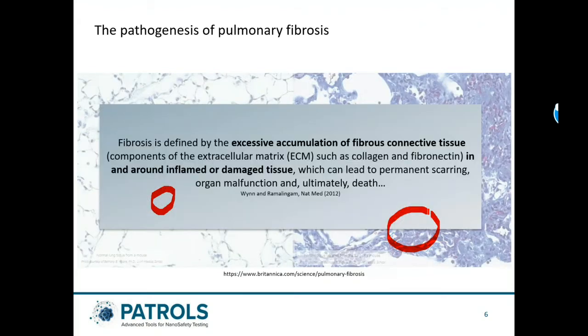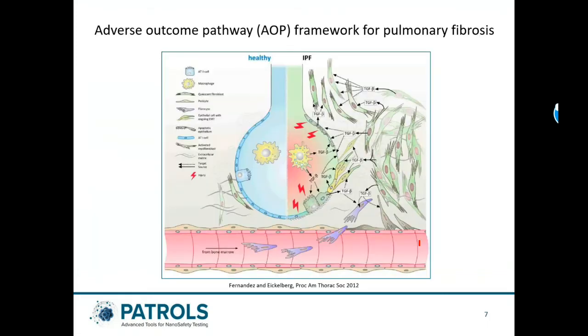And indeed, in medicine, fibrosis is defined as this accumulation of connective tissue, which you have seen in the histology picture, and it's in and around an inflamed tissue, which can lead to scar formation and, of course, ultimately to death. So this is a very long-term event in humans. It can take 20-30 years, in animals several months.